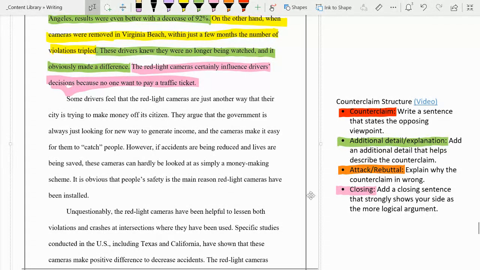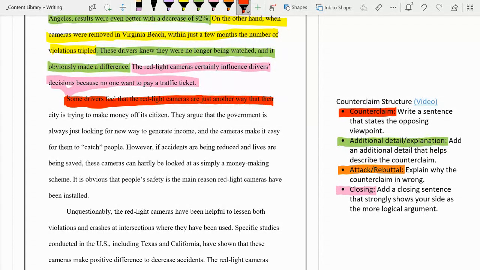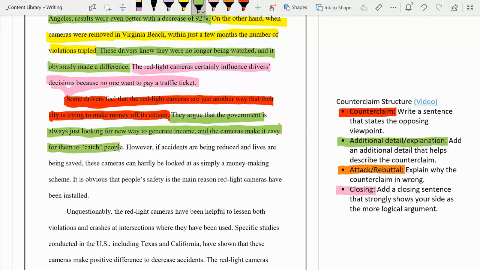So let's go ahead and look at this one, and let's highlight. We're hoping to start with our counterclaim sentence. "Some drivers," notice how they started here. "Some drivers," that's an excellent way to start. "Some drivers feel that the red light cameras are just another way that their city is trying to make money off of its citizens." Okay, that's what the other side believes. And I know that's the other side because it says "some drivers." Okay, I'm going to give an additional detail here. "They argue that the government is always just looking for new ways to generate income, and the cameras make it easy for them to catch people."